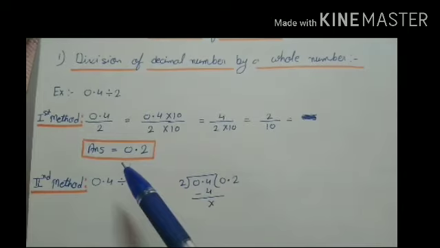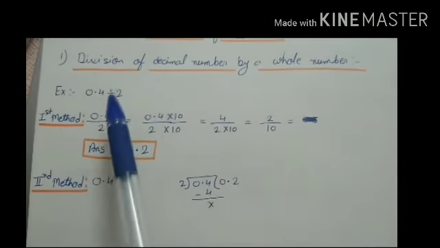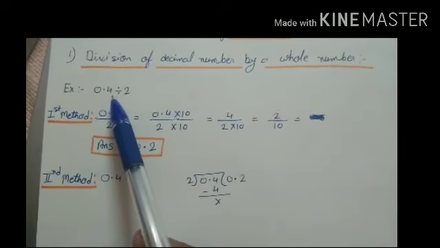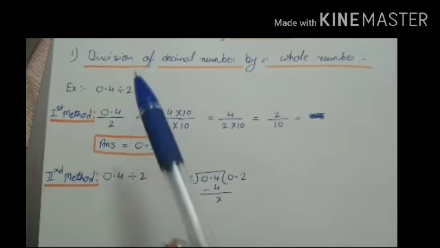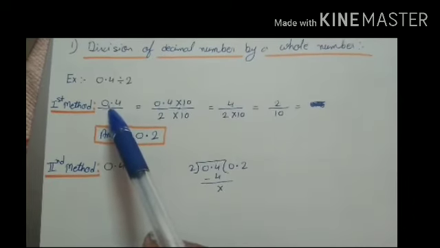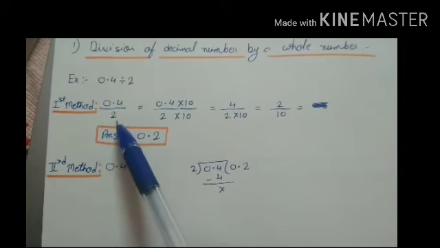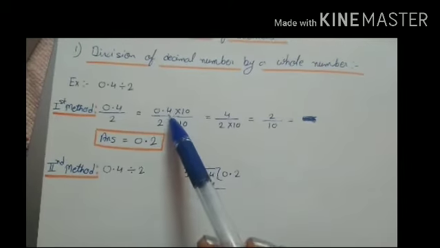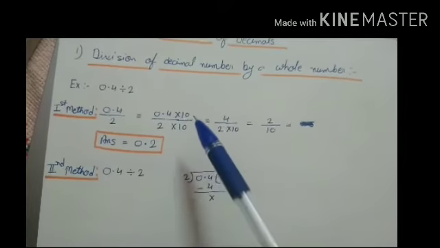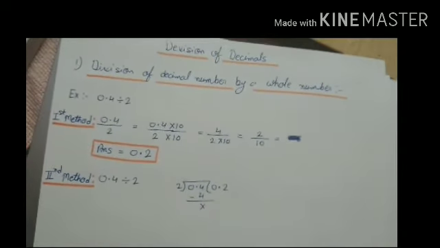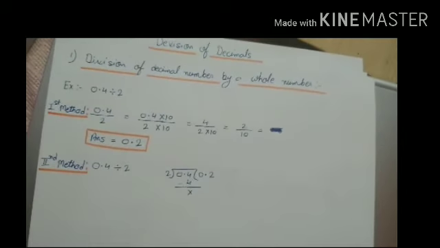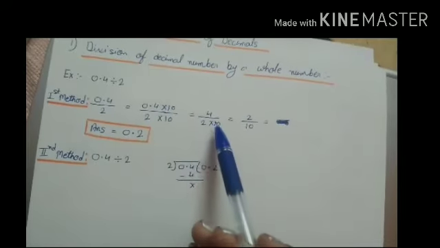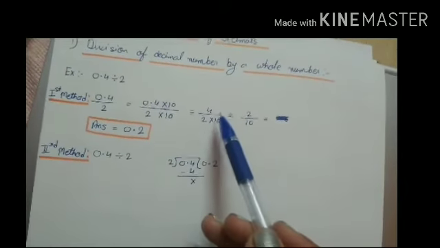Now division of a decimal by a whole number. So let's take an example. Here we have 0.4 divided by 2. As you can see, 0.4 is a decimal number and 2 is a whole number. So by the first method we can write it as 0.4 upon 2 and convert it into a fraction form. So to remove this decimal, we will multiply it by 10. As we have already discussed, when we multiply by 10, the decimal point shifts 1 point to the right side, that means it becomes only 4, or you can write 4.0.